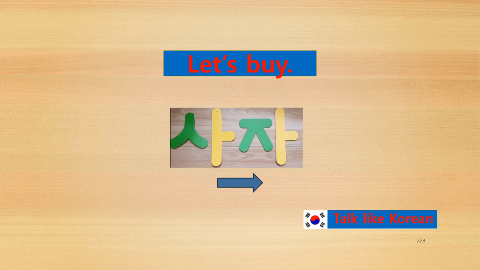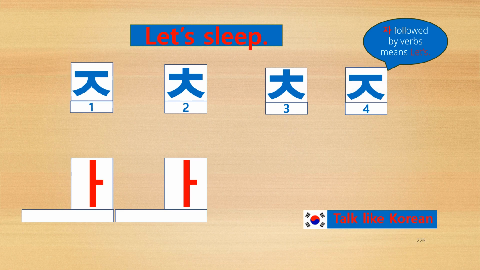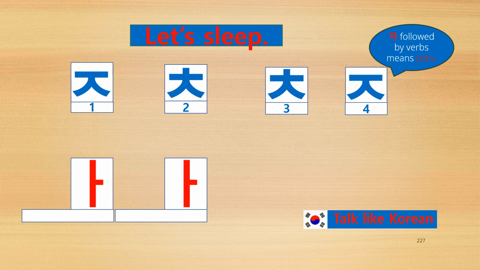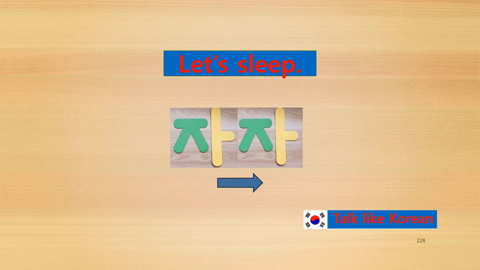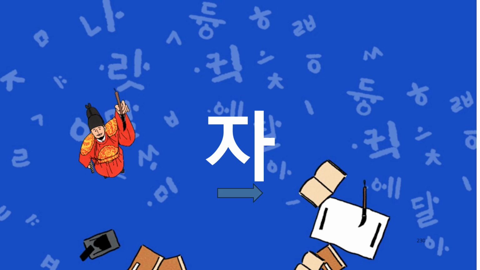And then 사자. I know a lion, but to buy is 사. So 사자. Let's buy. So which one? 사자. Great. And then 자, to sleep, isn't it? So 자자. Let's sleep. And then shall we go? 갈까? 갈까?